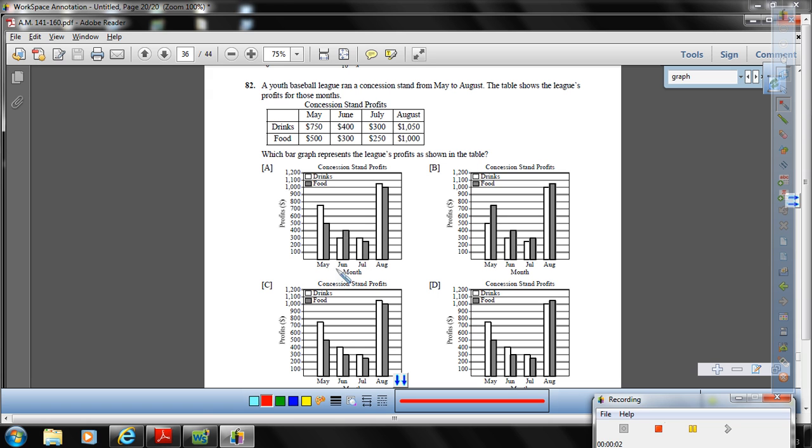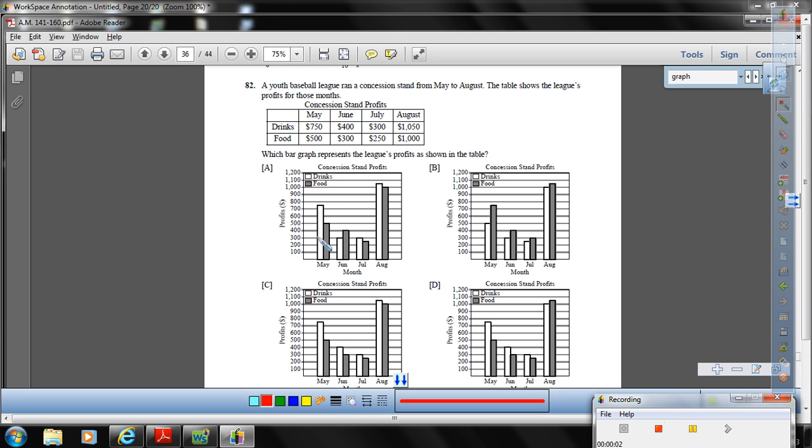So we can look at each of our graphs and we notice that the months are listed at the bottom along the x-axis, and then the profits in dollar amounts are listed along the y-axis. In May, we can see that they sold a total of $750 in drinks. So let's just start with choice A and see if we can find the right one.